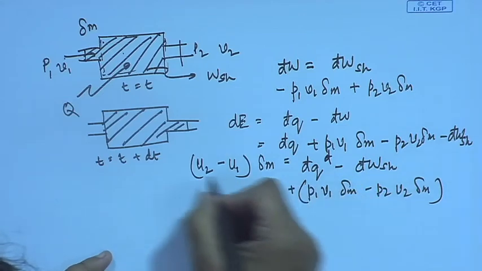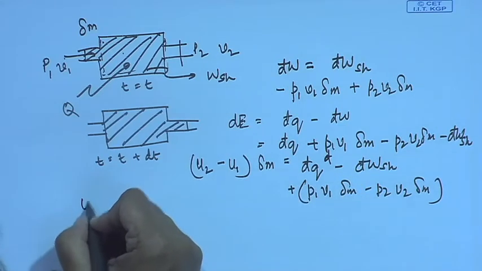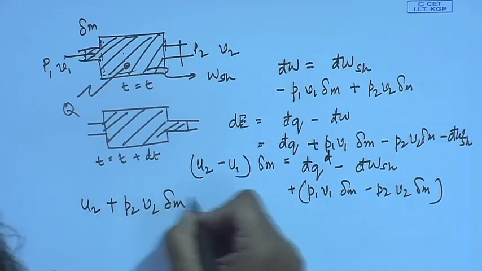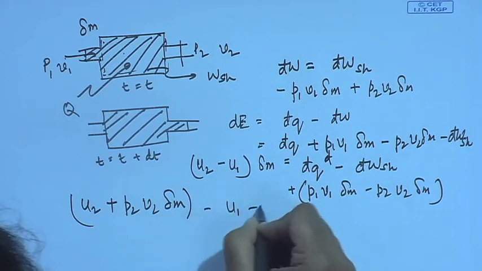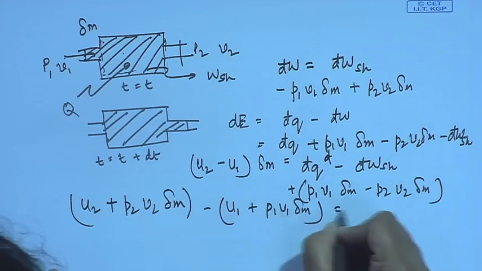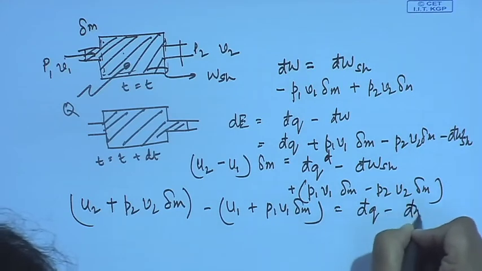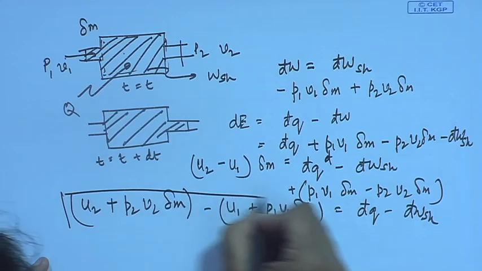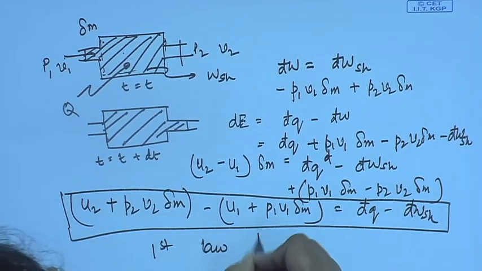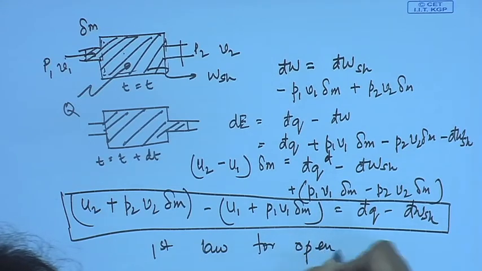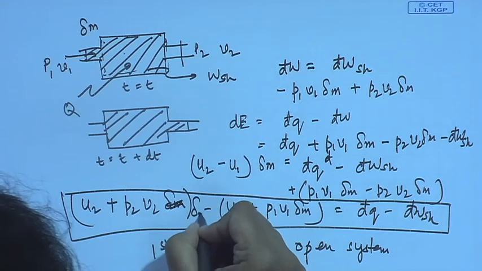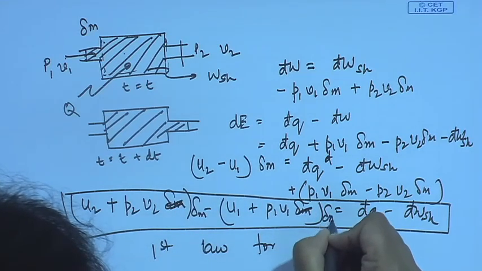Or in other words, if I bring these terms to this side, I get (U2 plus P2 V2) delta M minus (U1 plus P1 V1) delta M. This is equal to dq minus dW shaft. This is my first law for open systems. I am sorry, this delta M should have been here. I am sorry for making this mistake.